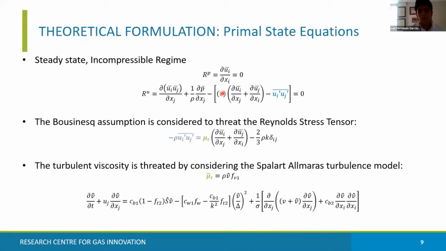Everything starts by getting the primal state equations. We consider the RANS equations, and we consider the Boussinesq assumption to treat turbulence. Due to the literature review on topology optimization of turbulence modeling, we have started by considering the Spalart-Allmaras turbulence model, which has given some good results in the discrete adjoint approach.